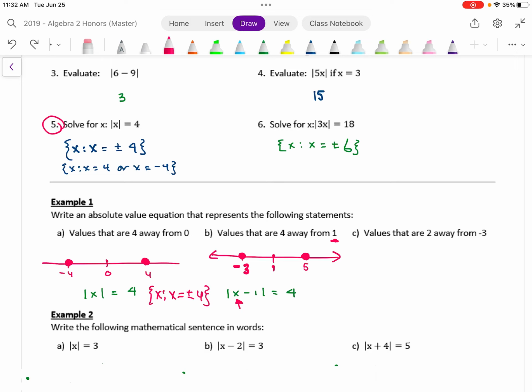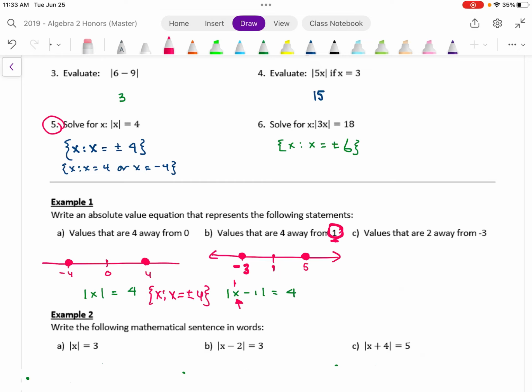In other words, I need to find the value I'm centering it at. What would make the absolute value equal to 0 at that value? So if I substituted in a 1 in here, I would get 1 minus 1 gives me 0. Now it's centered at 0. So this here is equivalent to centering it at 0 and going 4 from either side.